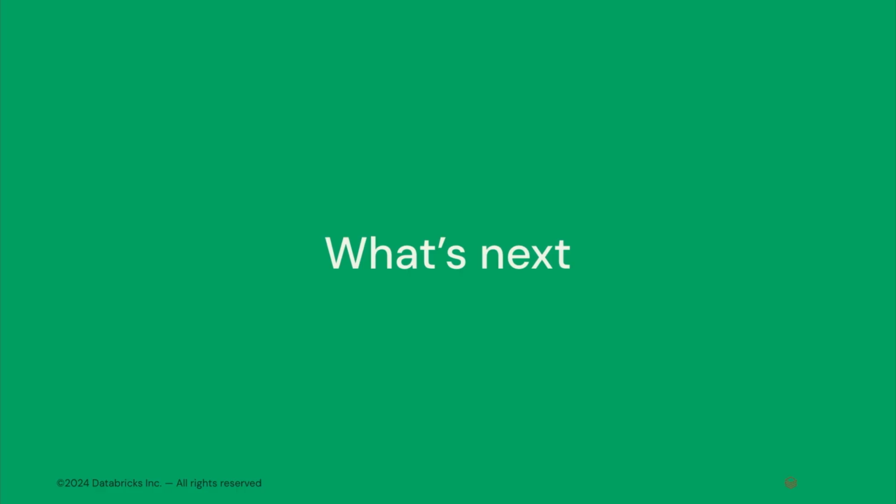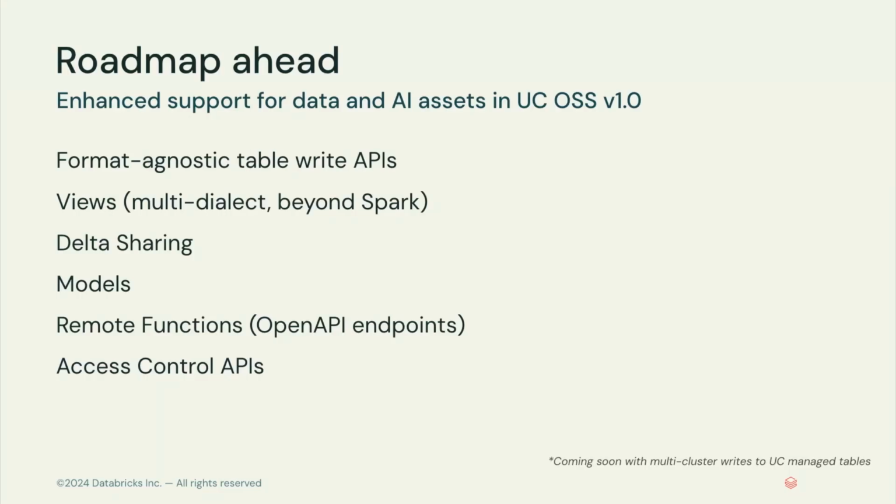That's exciting. I think we just have one more slide and then we can talk about questions. We can just do those ad hoc. This one may preempt a couple of questions. We mentioned that today is the 0.1 release, just that very first initial release. What we have on the roadmap before we can reach version 1.0, super high priority for us, is the format agnostic table write APIs, like a format agnostic commits API. Views, multi-dialect views specifically, implementing the Delta Sharing open protocol, models, remote functions, and access control APIs. A lot of those are coming up ahead, and we're really excited.